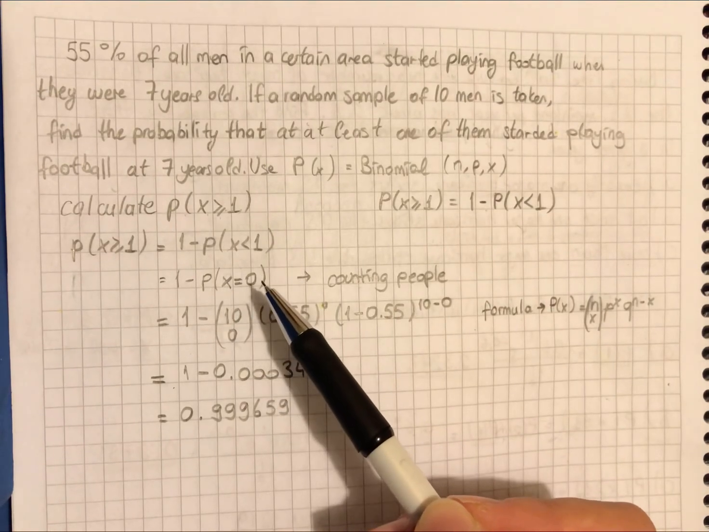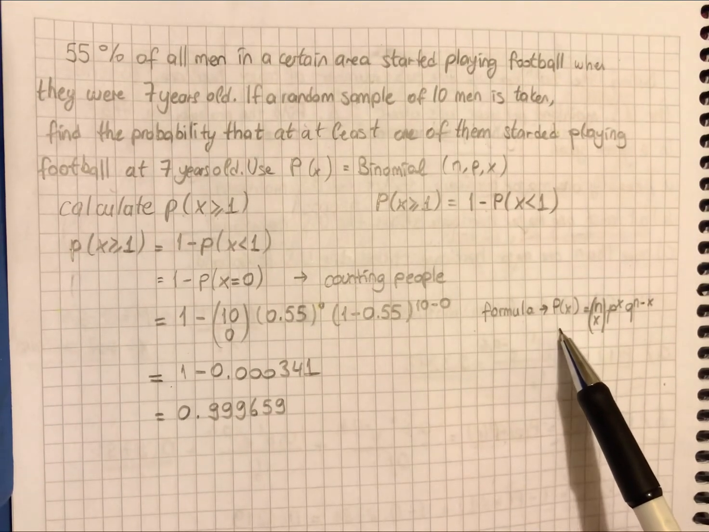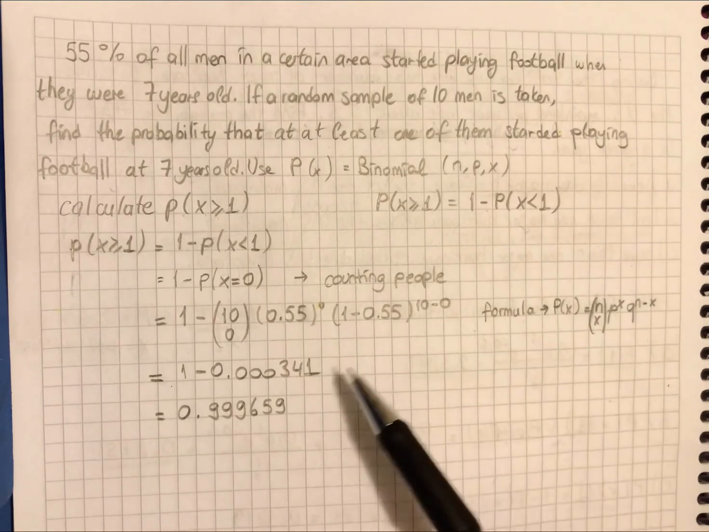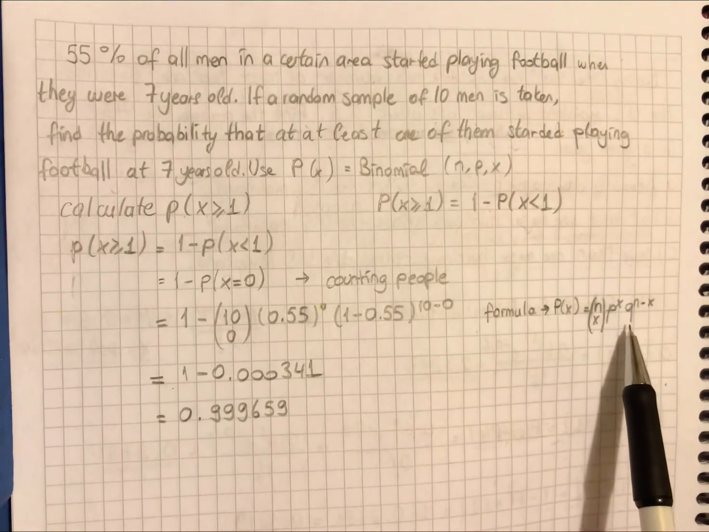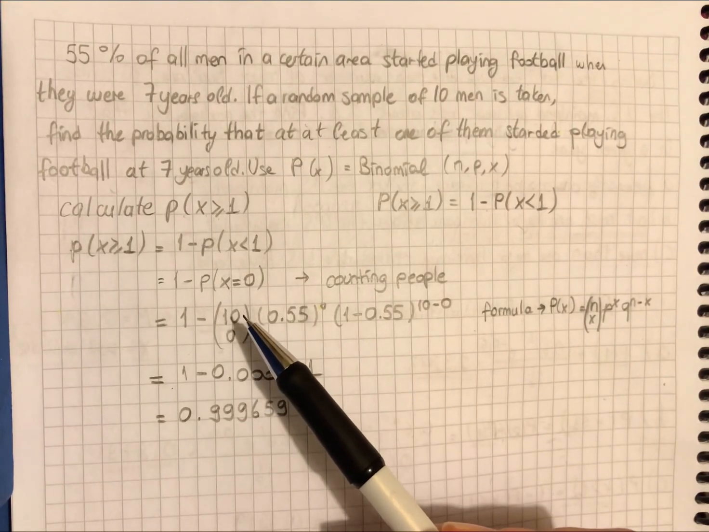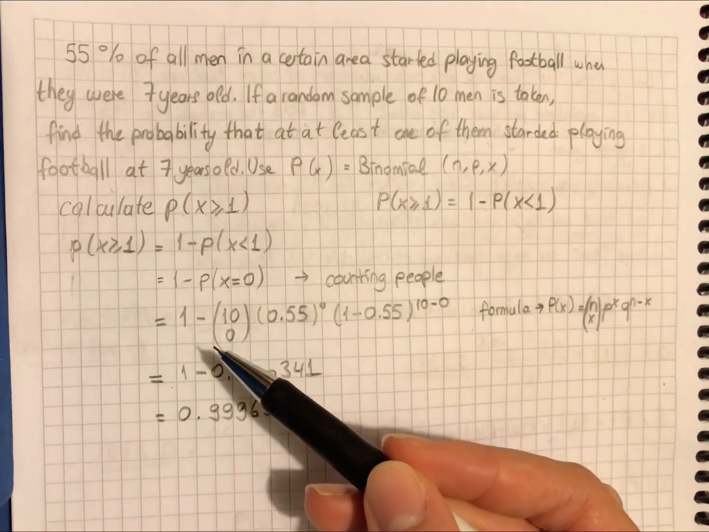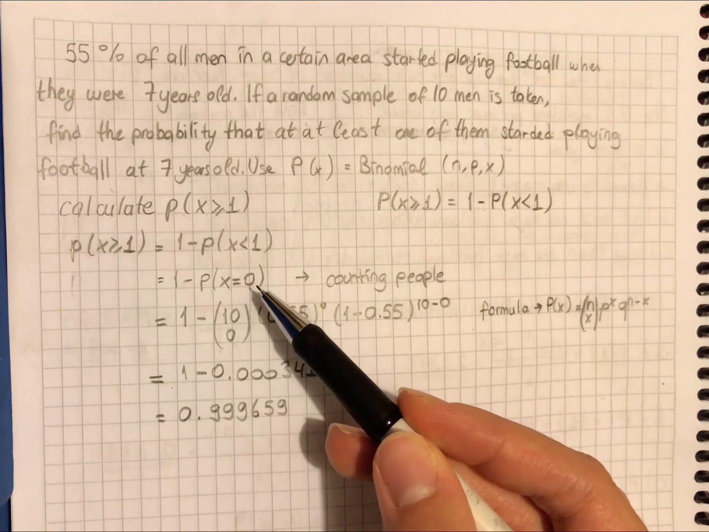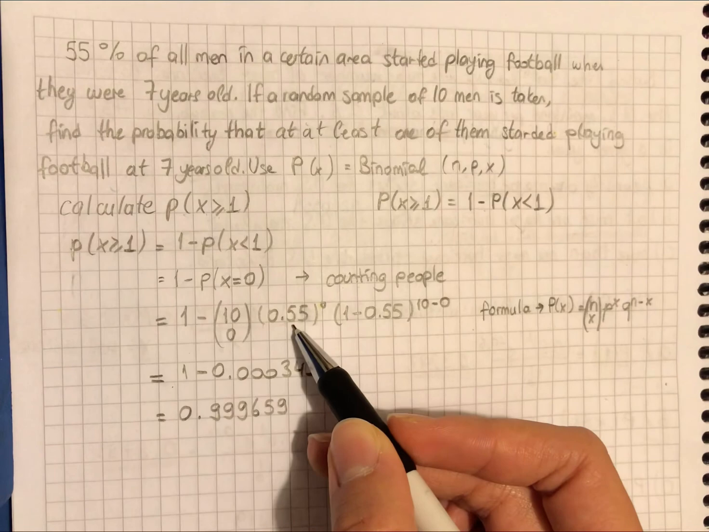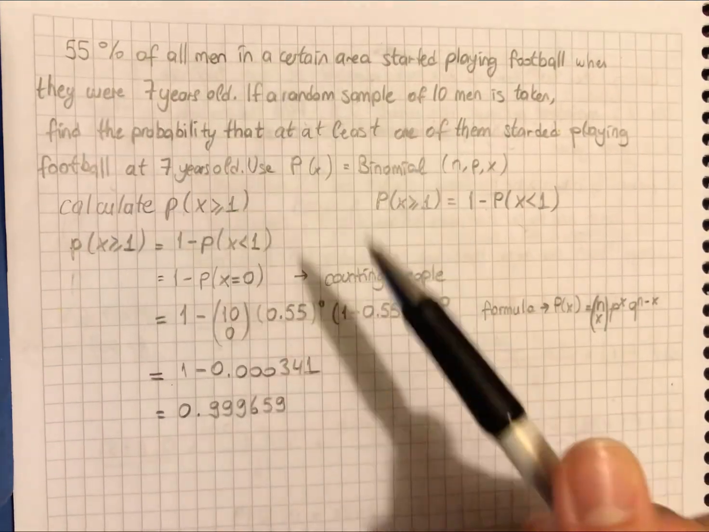The probability of x equal to 0 can be calculated by the binomial formula that I gave over here, P(x) equals nCx p^x q^(n-x). Q is equal to 1 minus P, by the way. Our n is 10 because of the 10 men. Our x is 0, as given over here. Our p is the probability, and it is 0.55 because 55% of all men.